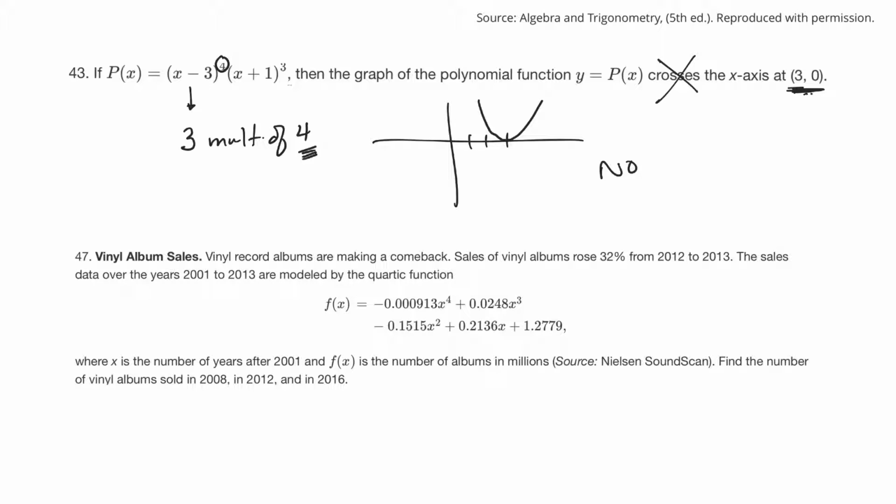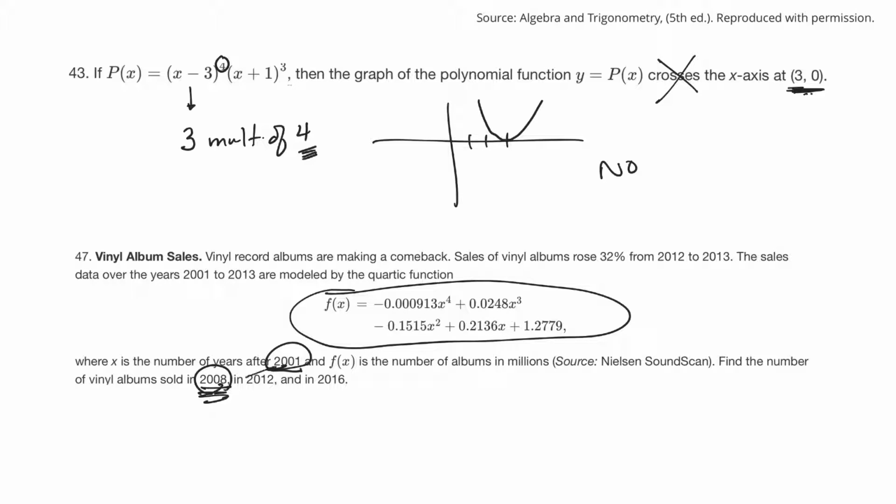The next question, they give you a quartic polynomial that defines record sales or something. They want to know how many albums are sold in 2008. And x is the number of years after 2007. So from 2001 to 2007, that's 7 years. So what I'll do is I'll just take and put a 7 in everywhere I see an x, and then multiply that out on the calculator and see what it comes out to. That's how you do that one.